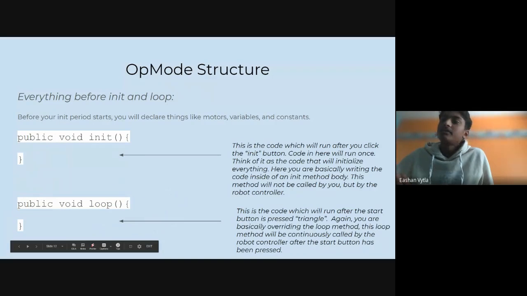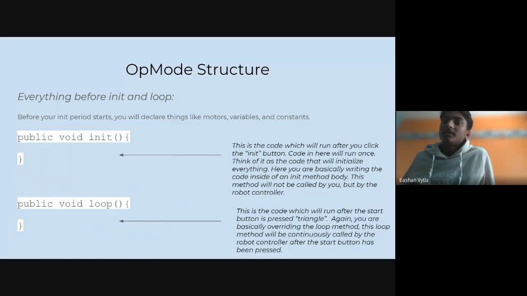As soon as you click start, that's when the loop method starts running. Those are the two most important functions in the op mode structure. And to actually make a class part of the op mode structure and use their framework, you basically have to extend op mode, which I think is in the next slide, right, Nihar?